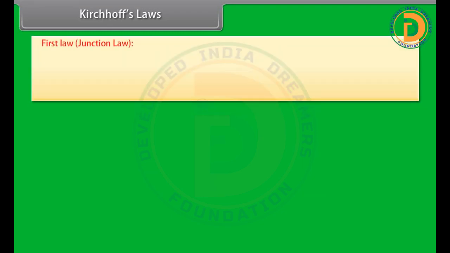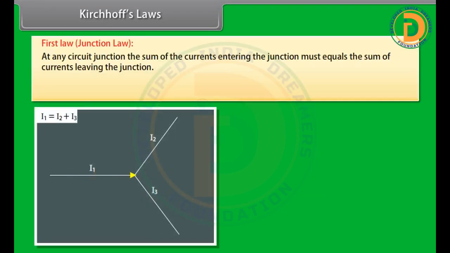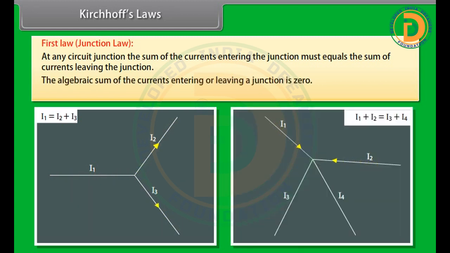Kirchhoff's laws. The first law states that at any circuit junction, the sum of the currents entering the junction must equal the sum of the currents leaving the junction. The algebraic sum of the currents entering or leaving a junction is 0. Summation of I is equal to 0.